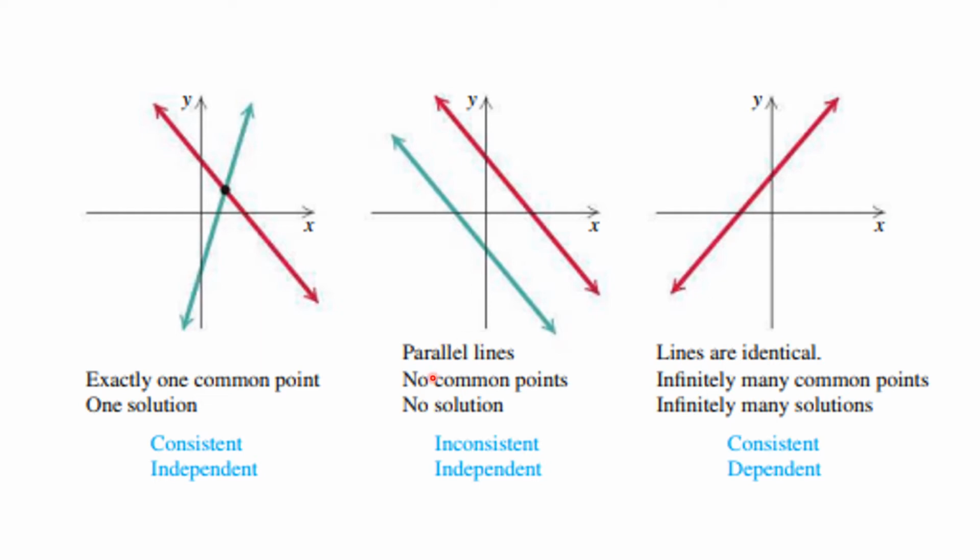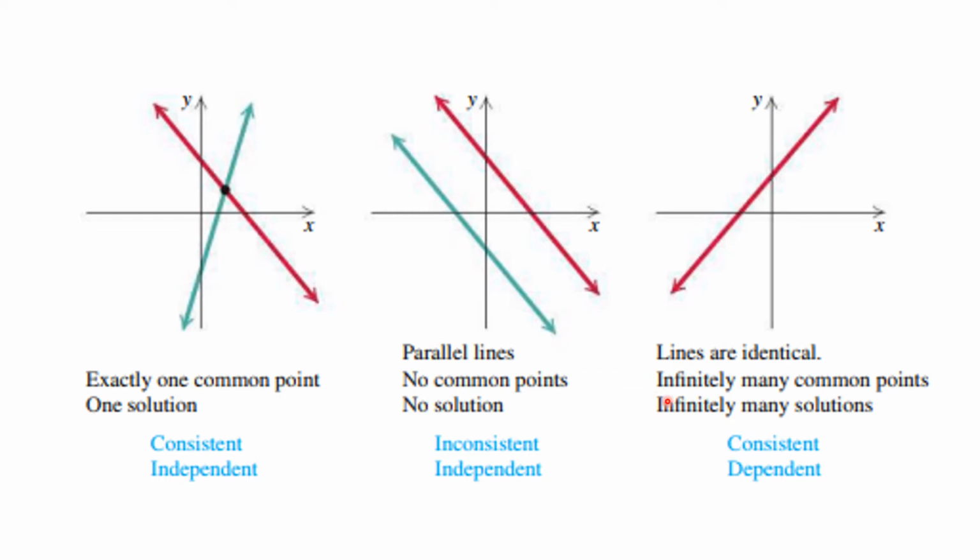Now, that's one thing that can happen. We can have one solution and exactly one point in common. Or we can have a case where the lines are parallel. That means they never overlap. There are no common points, and there would be no solution. And we also can have a case where both of the equations describe exactly the same set of points. The lines are identical, and there are infinitely many common points, infinitely many solutions.